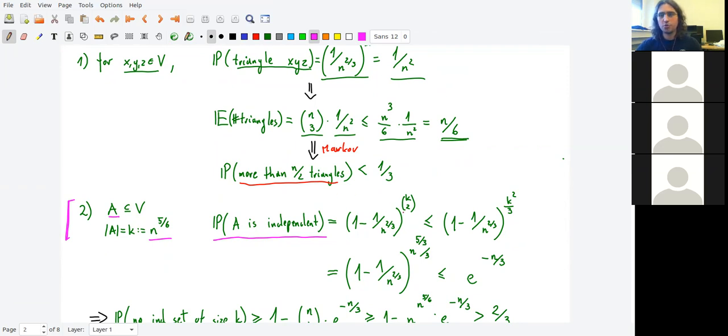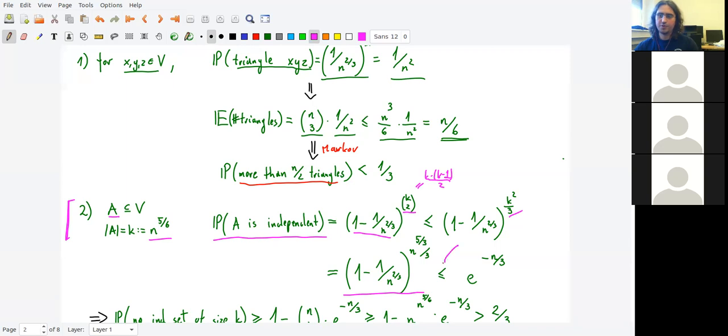Well, each of those k choose 2 pairs of vertices, where k is this n^{5/6}, must become a non-edge in our sampling, and each of them becomes a non-edge with probability 1 minus 1 over n^{2/3}. Now k choose 2 is k times k minus 1 over 2. I want to bound it from above, so let me just replace k minus 1 by k because n is large. I can bound it by k squared over 3 in the exponent. Now k is n^{5/6}, so k squared over 3 is n^{5/3} over 3.